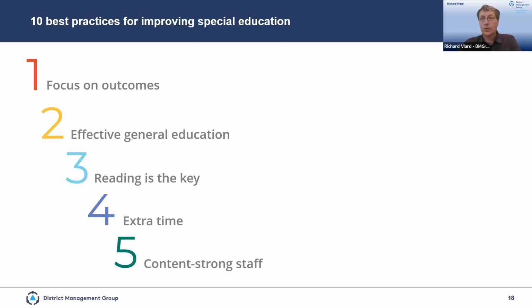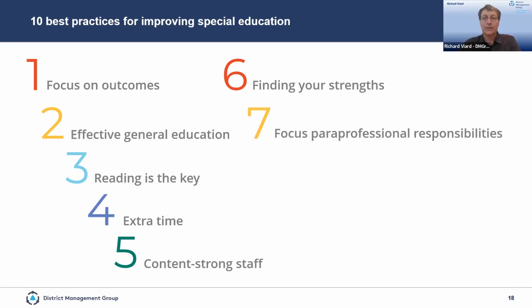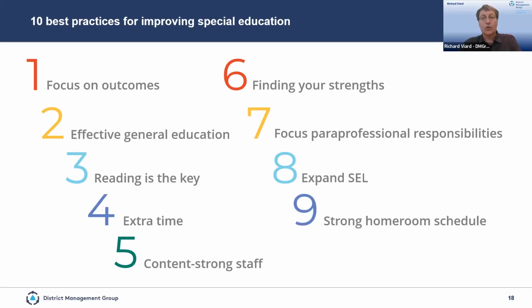The importance of content-strong staff to deliver those services. Finding the strengths of your staff, and playing to staff strengths. Really rethinking the focus of paraprofessionals and the responsibilities we give them. And we'll talk about some examples here and some findings we have. Expanding SEL, as Craig mentioned, a lot more needs in terms of social emotional students. The importance of a strong homeroom schedule. And then finally, we'll talk about the effective use of time, effective use of staff time and student time.